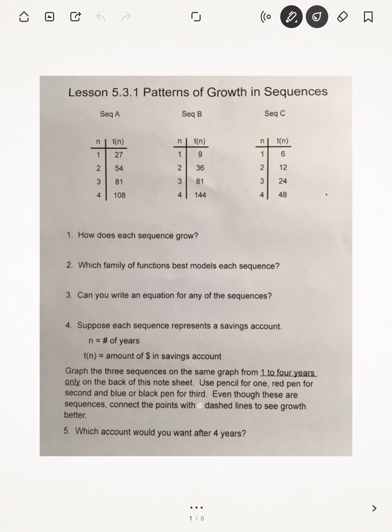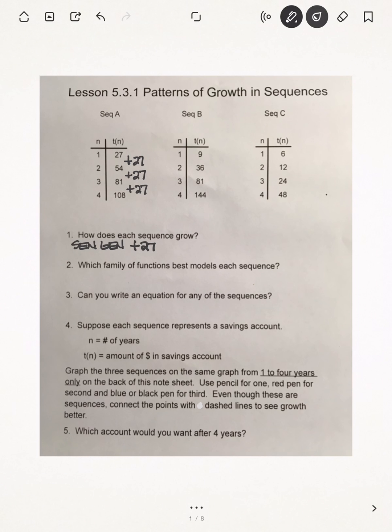So if we look at sequence A, we look at the T of n column and we say, all right, what's the difference between 54 and 27? Well, on your calculator, you'll see that if you add 27 to 27, you'll get 54. And 54 to 81 is also 27. And the difference between 108 and 81 is also 27. So it looks like this sequence is growing by a constant of 27. So we can say the sequence generator of sequence A is positive 27.